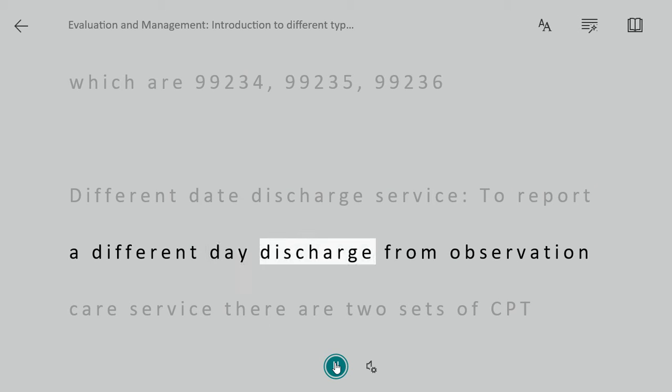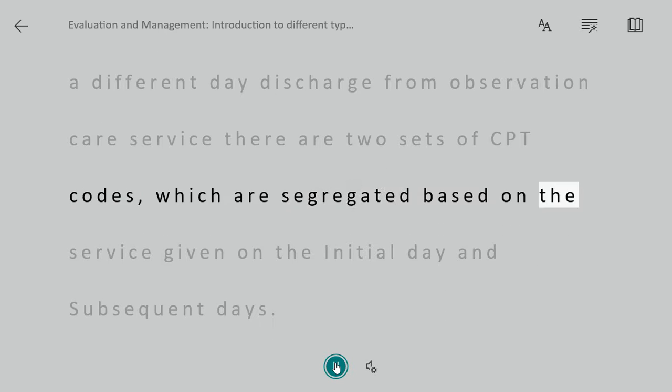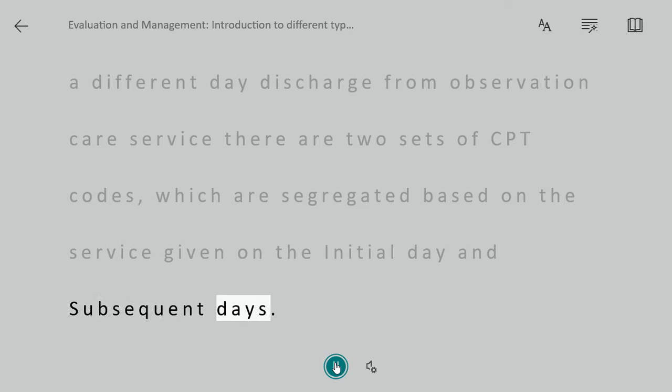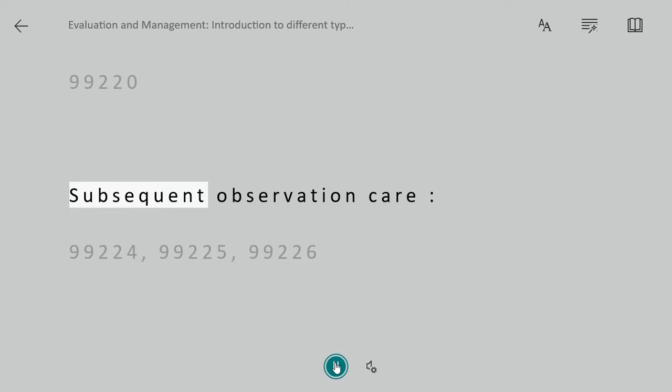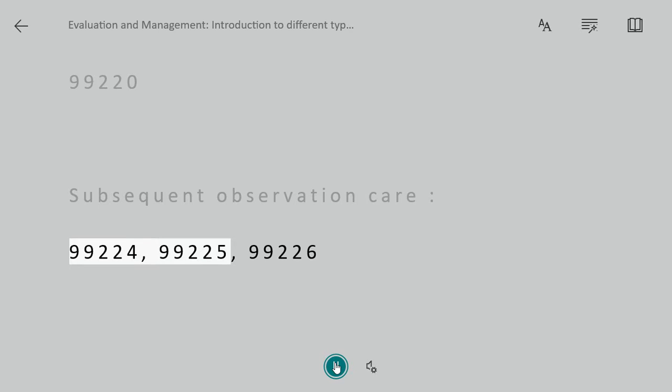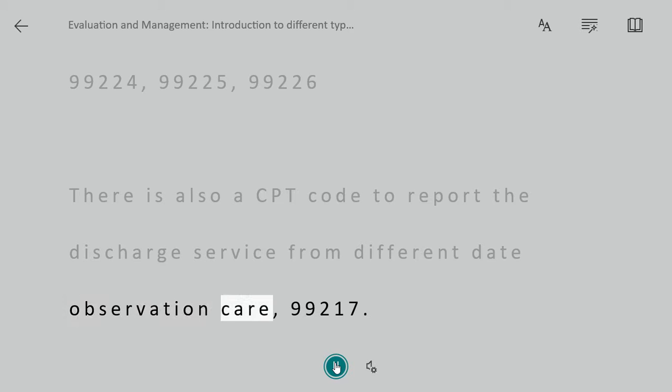Different date discharge service. To report a different day discharge from observation care service, there are 2 sets of CPT codes, which are segregated based on the service given on the initial day and subsequent days. Initial observation care, 99218, 99219, 99220. Subsequent observation care, 99224, 99225, 99226. There is also a CPT code to report the discharge service from different date observation care, 99217.